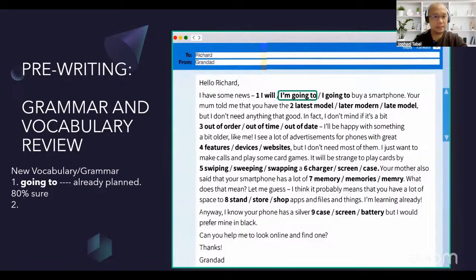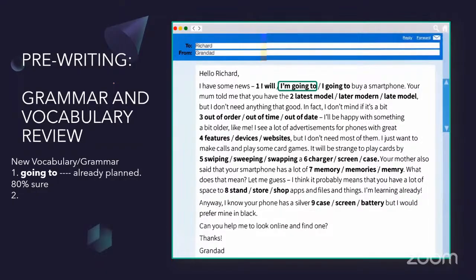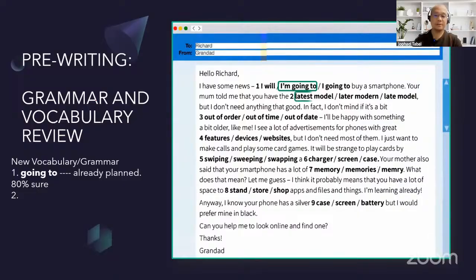Okay, so let us check the answers here. Sam, what's your answer for number 2? Number 2 is latest model. Okay, very good. Latest model. Okay, number 3, Sam.